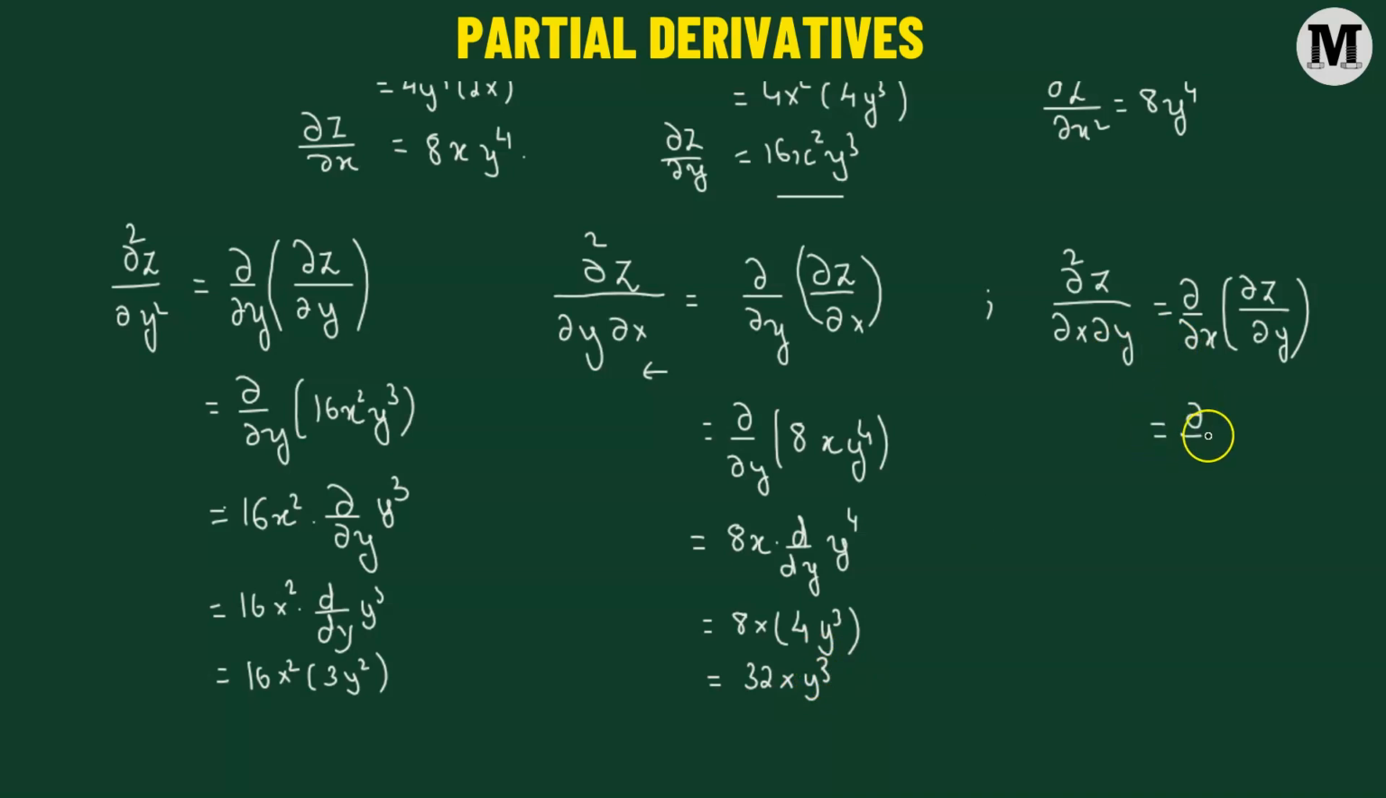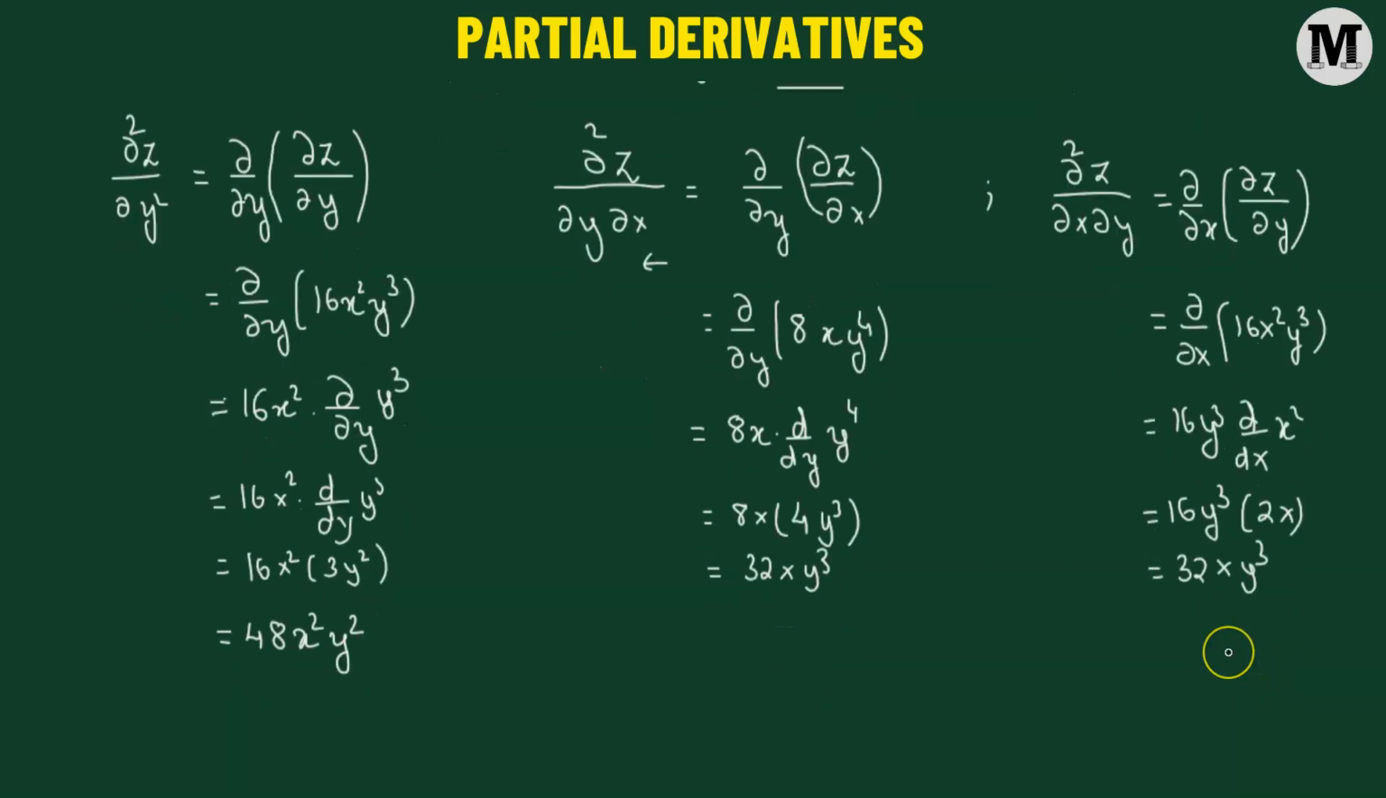Okay, let's go to the final derivative. We have partial with respect to x of partial of z with respect to y. We have computed its value: that's 16x squared y cubed. Now we treat 16y cubed as a constant and multiply it by the ordinary derivative with respect to x of x squared. We have 16y cubed times the derivative of x squared with respect to x, which is simply 2x. So 16 times 2 is 32xy cubed.